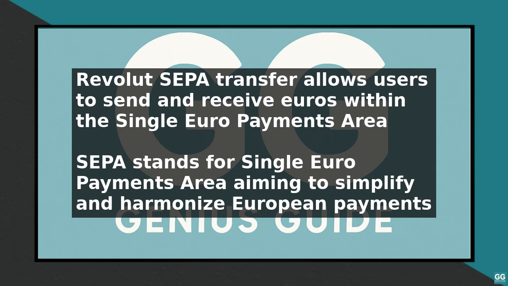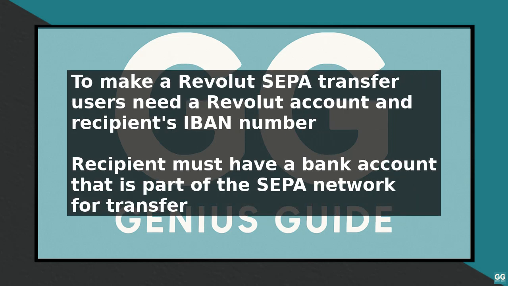The process of making a SEPA transfer is straightforward and can be completed in a few steps. First, you need to log in to your Revolut account and navigate to the Payments section. Then you need to select the account you want to send money from and enter the recipient's IBAN number. The IBAN number is a unique identifier that is used to identify the recipient's bank account. You can find the IBAN number on the recipient's bank statement or by asking them to provide it to you.